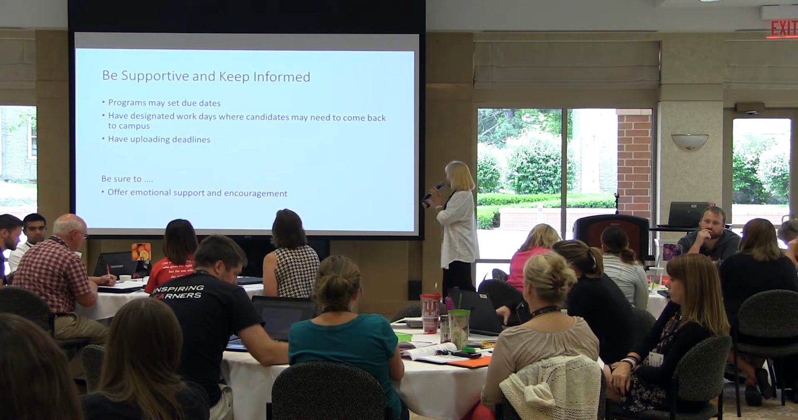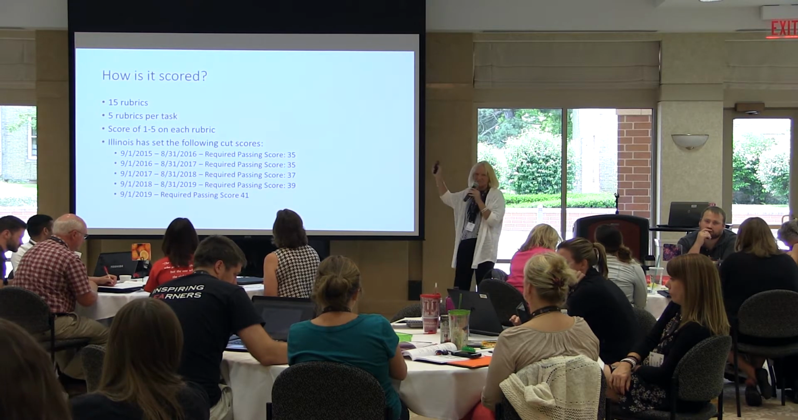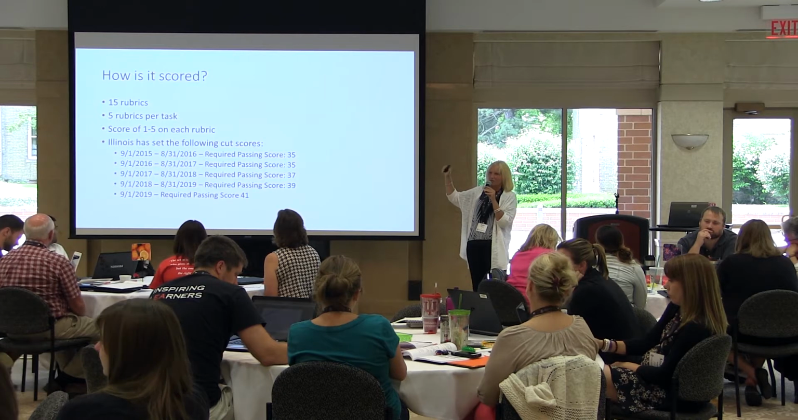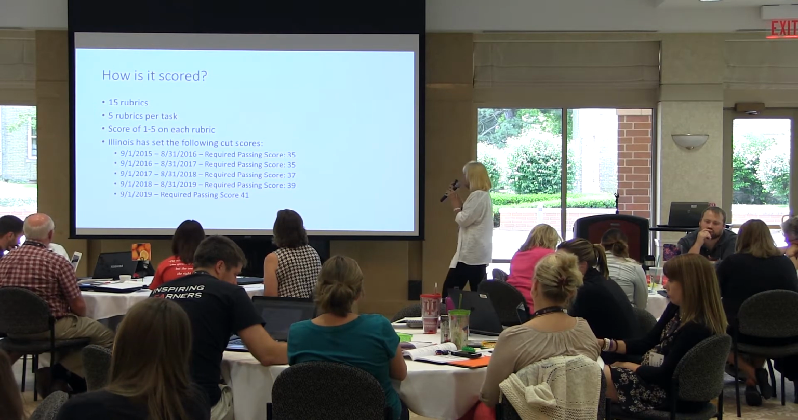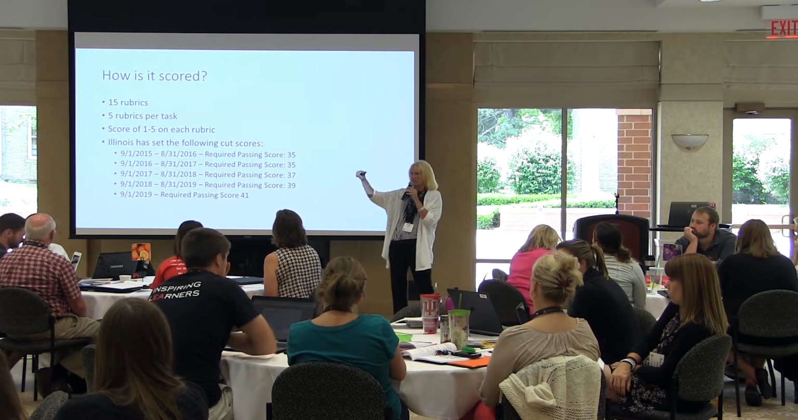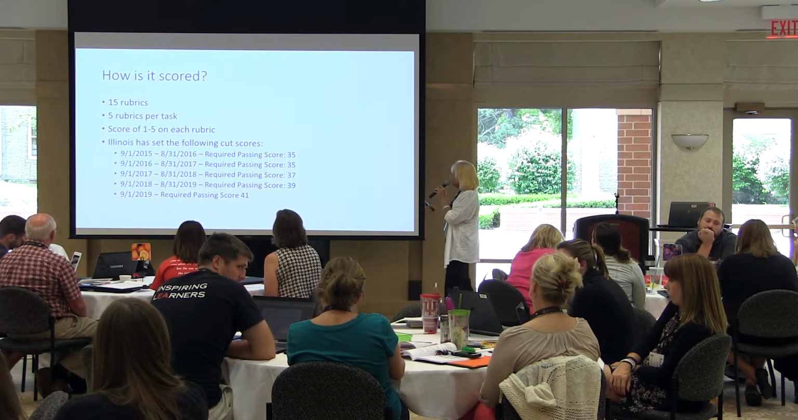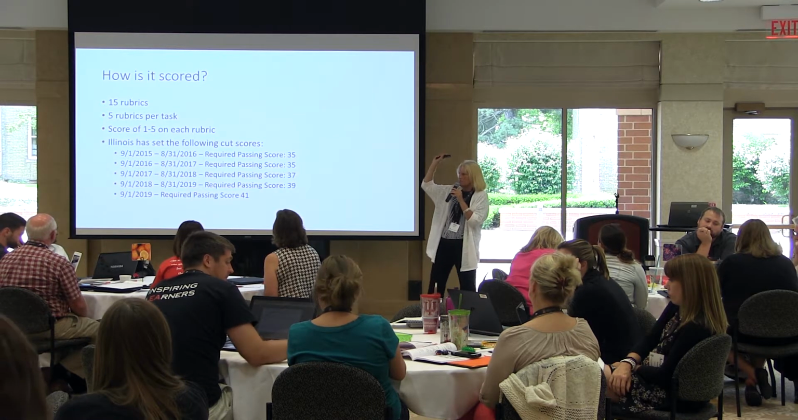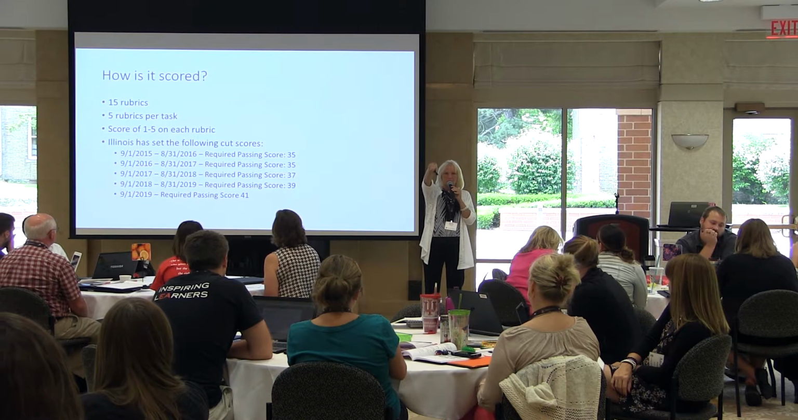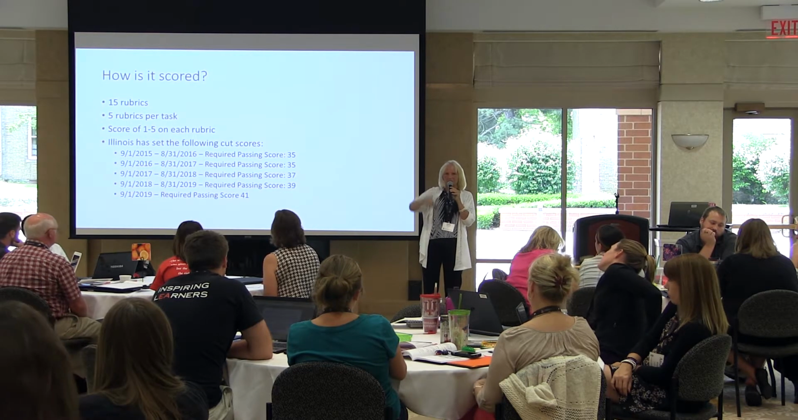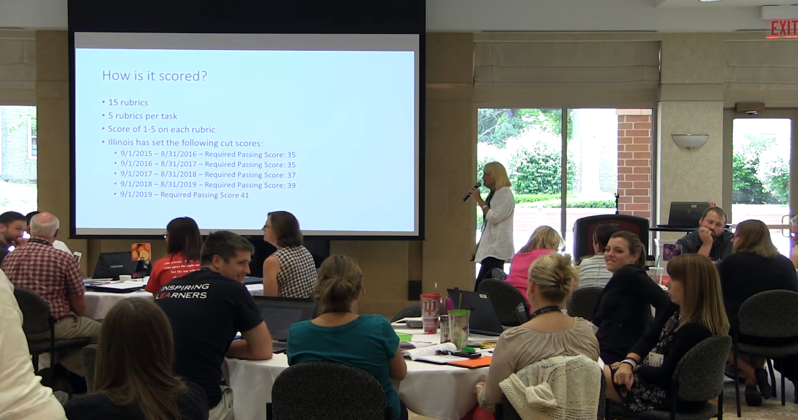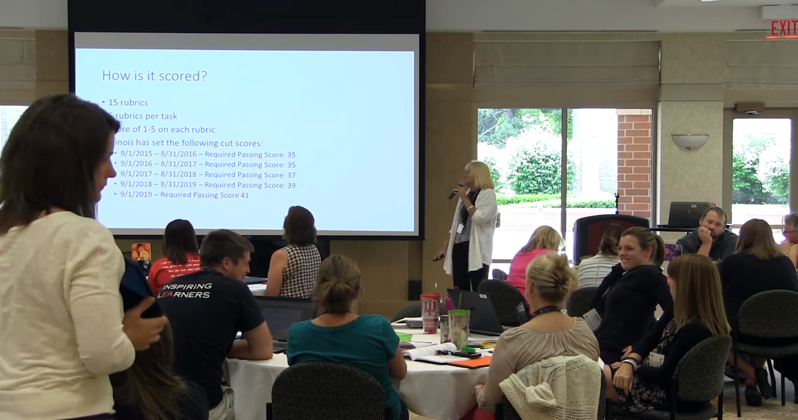Okay, how is it scored? There you go. There's 15 rubrics. Each rubric gets a score of 1 to 5. There's 5 tasks per rubric, so there's 5 planning, 5 instruction, 5 assessment. They get a score of 1 to 5, so that's a total of, math people, what can they get? What's the highest score they can get? Yep, 75. Okay, they got a 5.